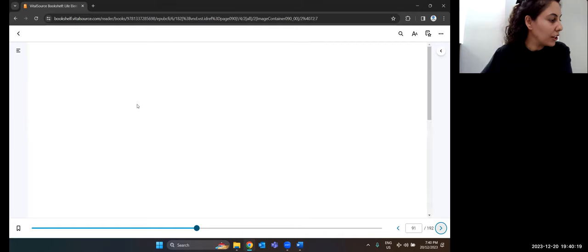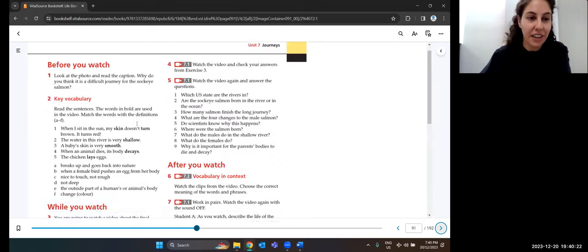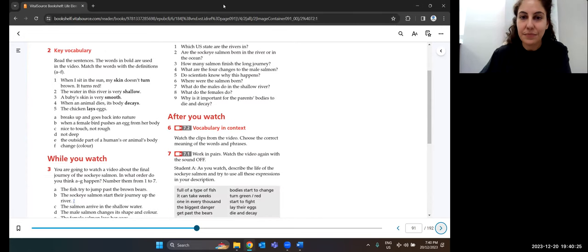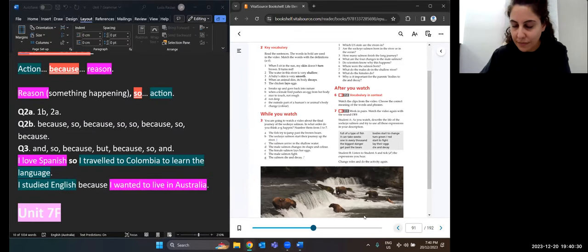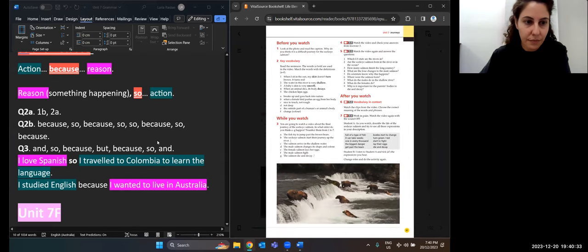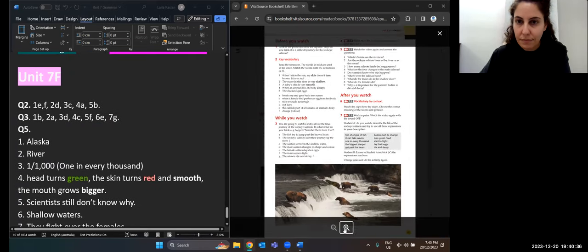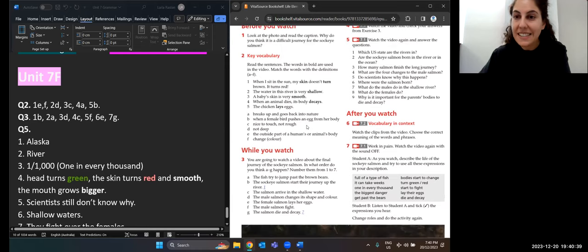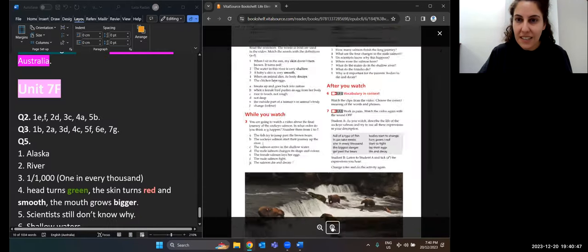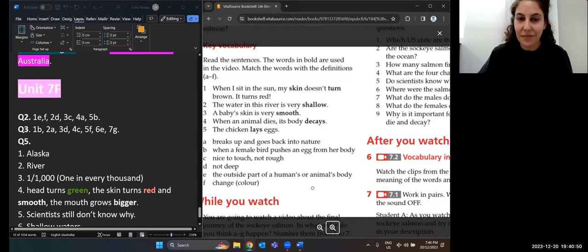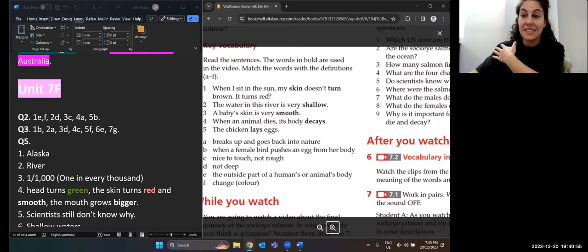Let's look at some words before we watch the video, some vocab. So if I say, when I sit in the sun, my skin doesn't turn brown, it turns red. What does skin mean? When I sit in the sun, my skin doesn't turn brown, it turns red.